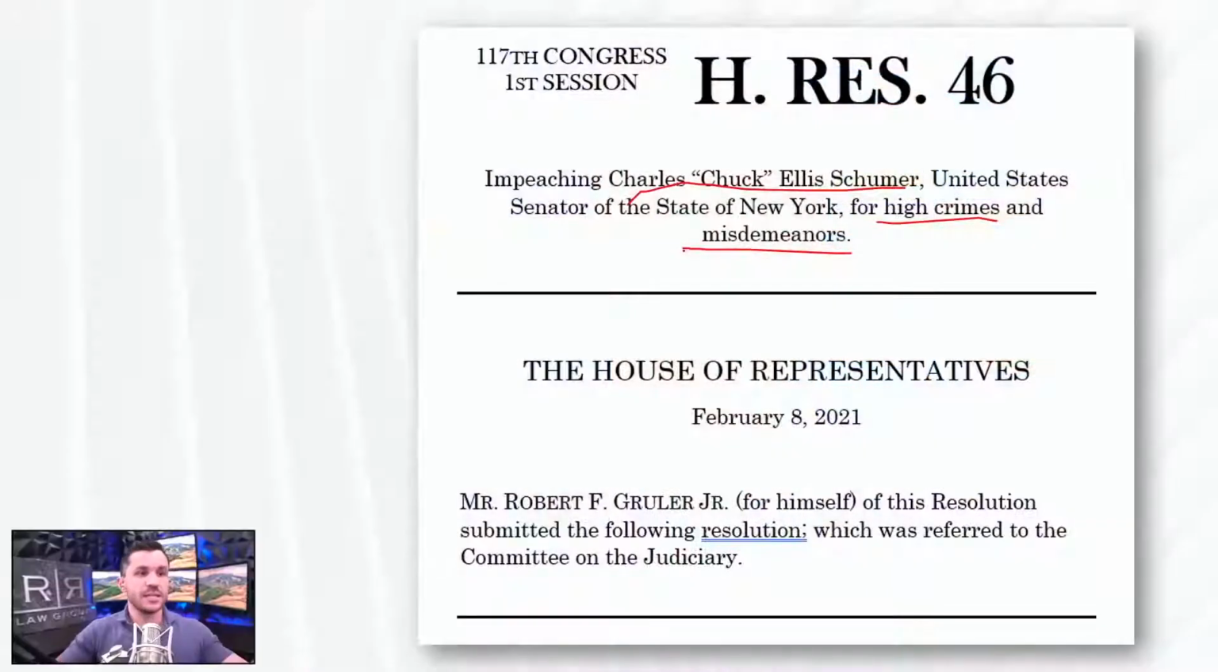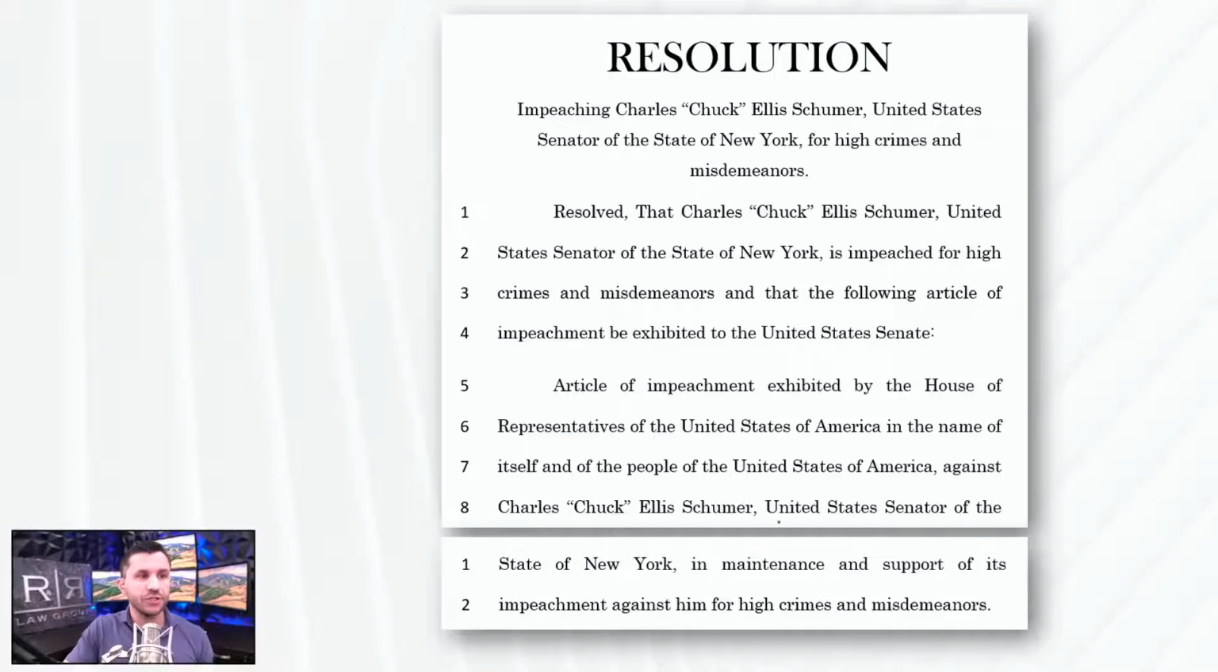Here's what it says. The House of Representatives, February 8th, Robert Gruler is referring this over to the Committee on the Judiciary, impeaching Chuck Schumer. Resolved that Chuck Schumer, United States Senator of the state of New York, is impeached for high crimes and misdemeanors, and the following article of impeachment be exhibited to the U.S. State Senate. The rest of this stuff is all pretty standard.